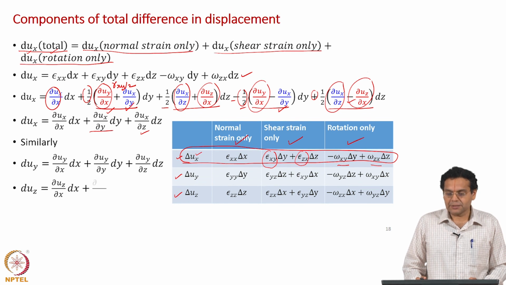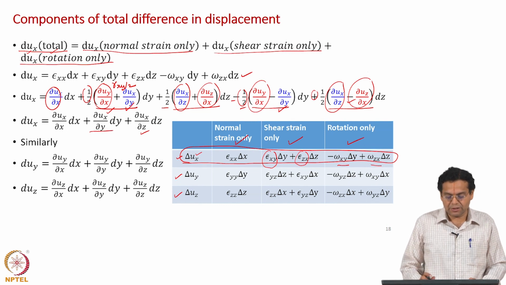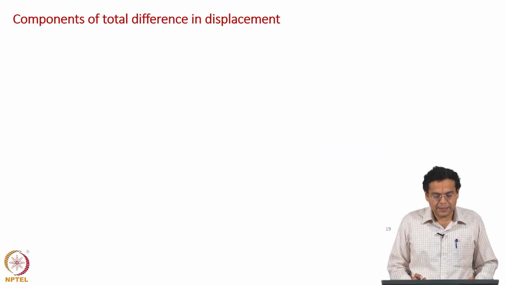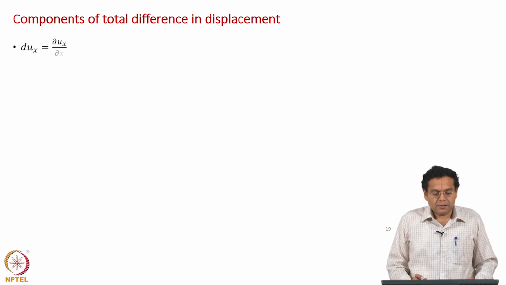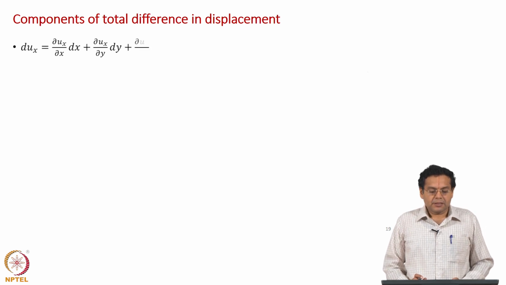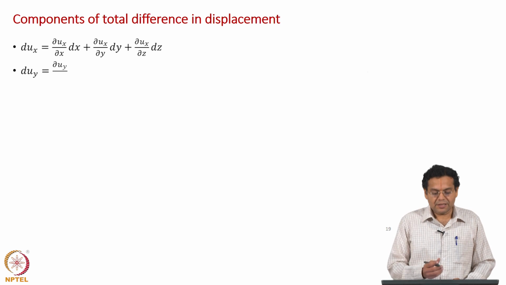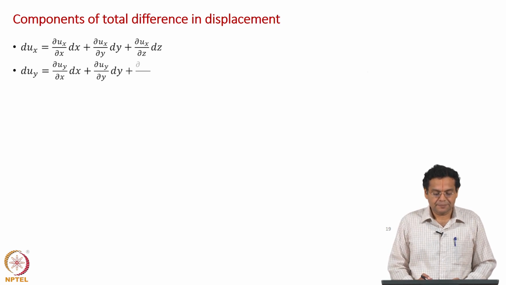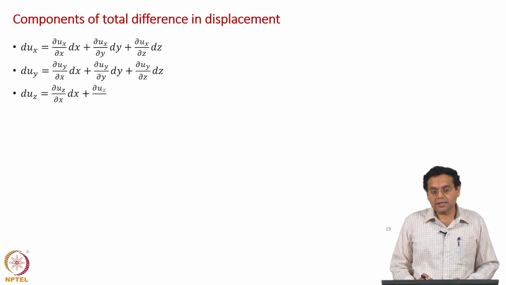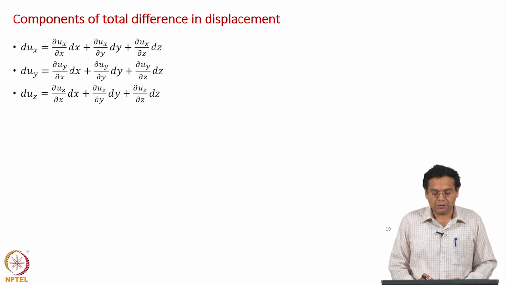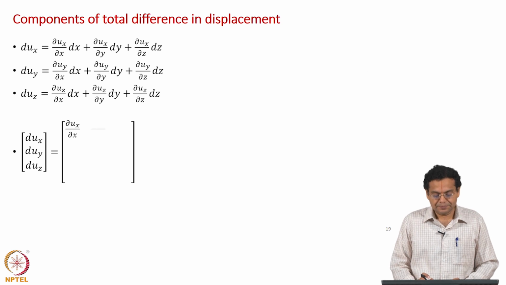So I think now these expressions are familiar to you. The same expression is what we derived earlier more mathematically, and that is what we are going to see in the next slide. If we summarize all this, we will summarize the total difference in displacement, these are same as what we have seen in the previous slide. Similarly the third direction, and then we will arrange it in the form of a matrix, that is what we did earlier also.